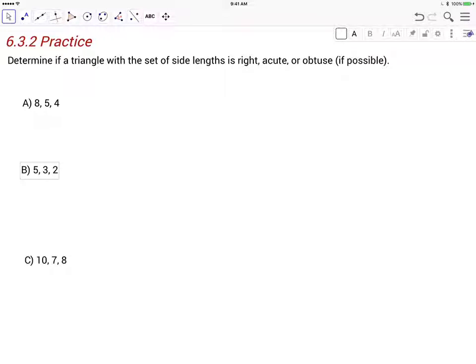Okay, here's a 6.3.2 practice. Determine if a triangle with a set of side lengths is right, acute, or obtuse, if possible. And there's 8, 5, and 4; 5, 3, and 2; and 10, 7, and 8. And pause.